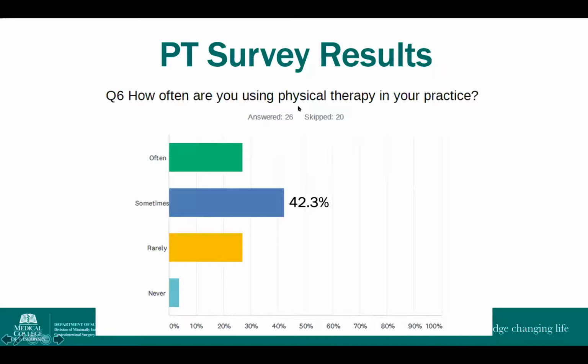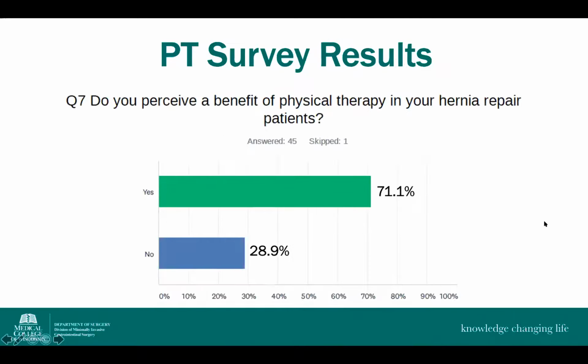How often are you using physical therapy in your practice? 40% said sometimes. Around 30% said both often and rarely, and a smaller cohort said never. So this was amongst those who are using physical therapy. It's most commonly used sometimes and often, but still almost 30% are using it rarely. So the question is, why is that?